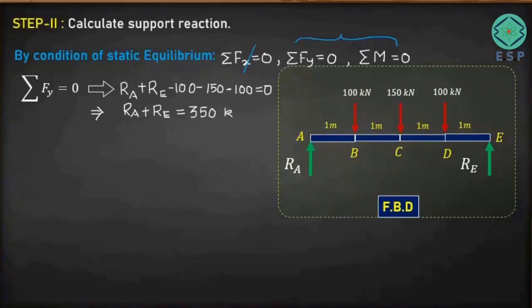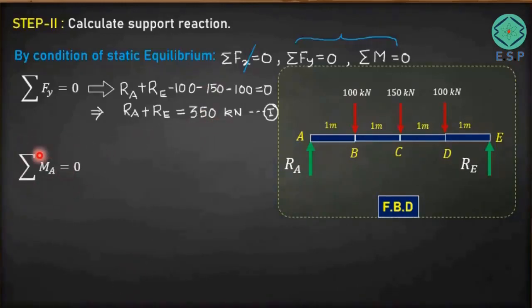So this is the first equation we got. We can name it the first equation so that we can use it later on. So from the first condition, that is summation of forces equal to 0, we got RA plus RE equal to 350 kilonewtons. Now we have the second condition, summation of moment of forces.